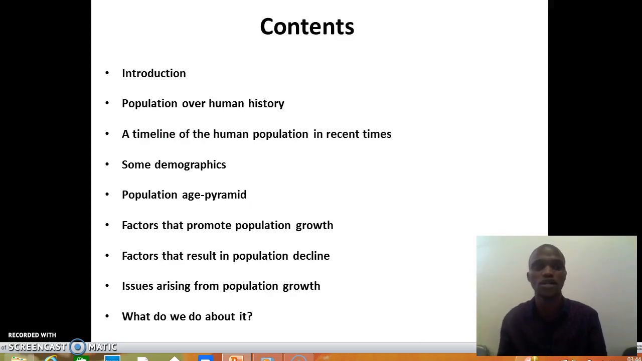This is how our talk is structured. I will firstly introduce human population to you and take you through population over human history and the timeline of the human population in recent time. And I shall also take you through the demographics of human population and also go on to the population age pyramid and look at factors that promote population growth and factors that result in population decline and issues arising from population growth. And lastly, what do we do about human population?